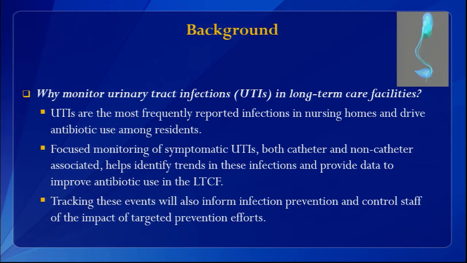So if we can get a handle on what UTIs we have in our facility, then maybe we can branch out and also look at how we are treating these infections and how we are treating these non-infections. Next, focused monitoring of symptomatic UTIs, both catheter and non-catheter associated, helps to identify trends in those infections, and again provides data to improve antibiotic use in long-term care facilities.